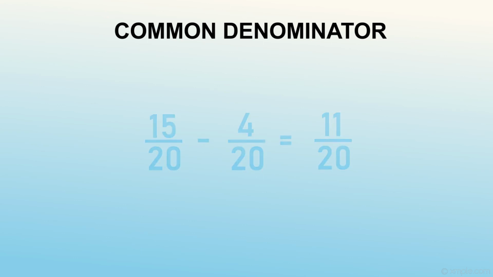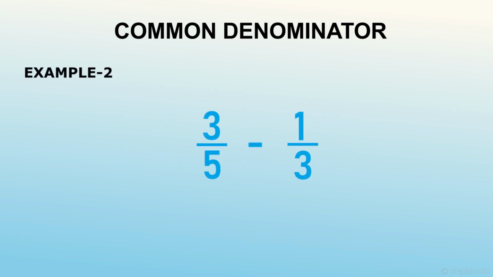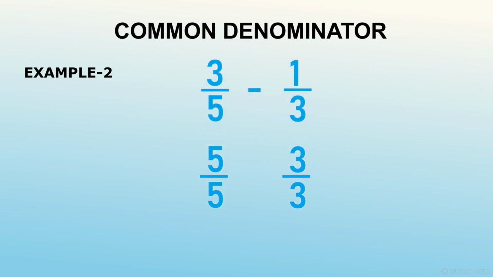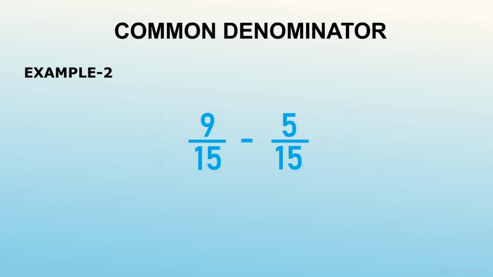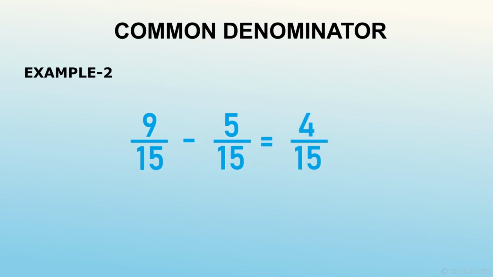Let's see one more example. 3 over 5 minus 1 over 3. These are not like fractions. We will have to change them to like fractions. So doing the same procedure, we will make two whole fractions, 3 over 3 and 5 over 5, out of them. We will place these whole fractions on the opposite sides and we will multiply them by our unlike fractions. So you will get 9 over 15 minus 5 over 15 as the new two like fractions, and the answer of this subtraction would be 4 over 15.